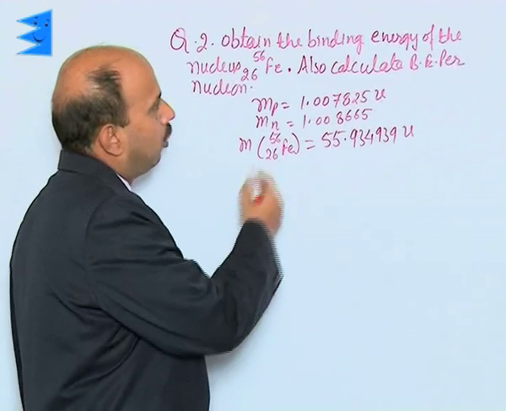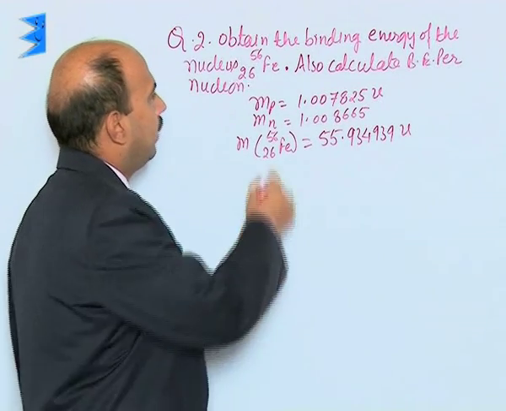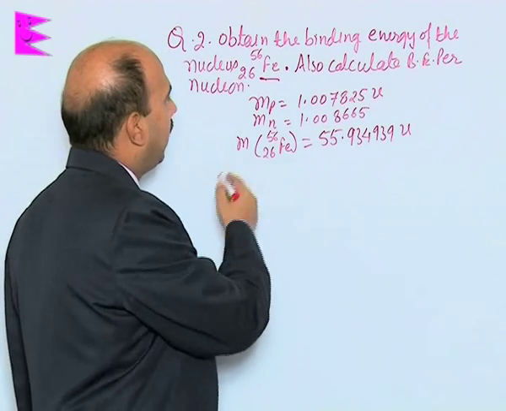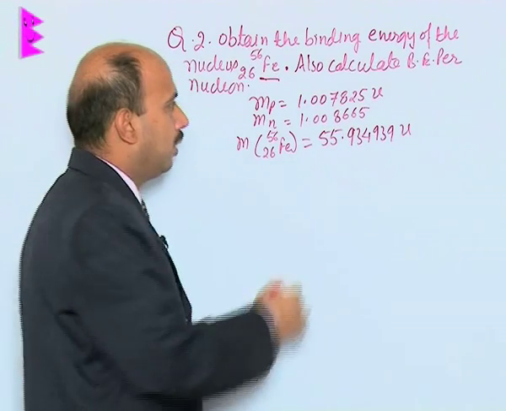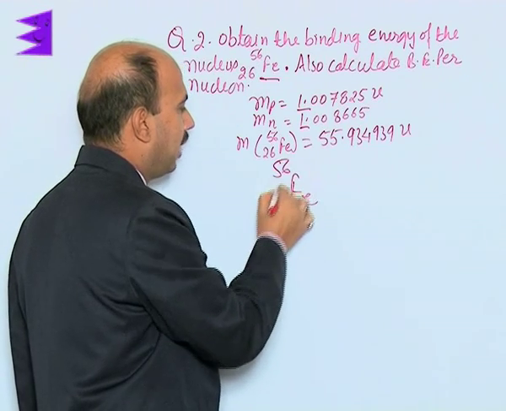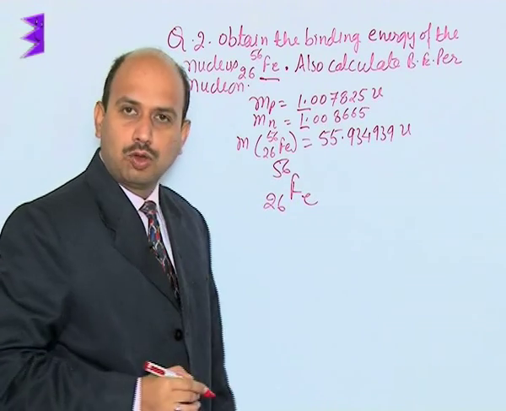Now see, in this question, obtain the binding energy of the nucleus 26Fe56, the iron nucleus. Also calculate the binding energy per nucleon. You are given all these things here. So see here, iron has 56 mass number and 26 atomic number.